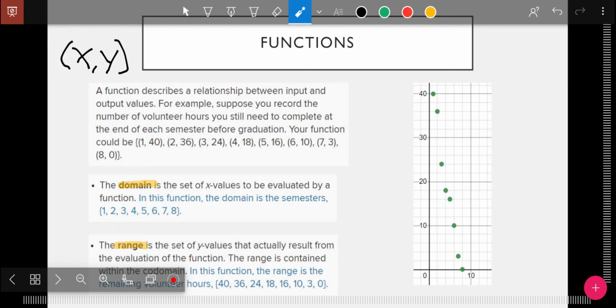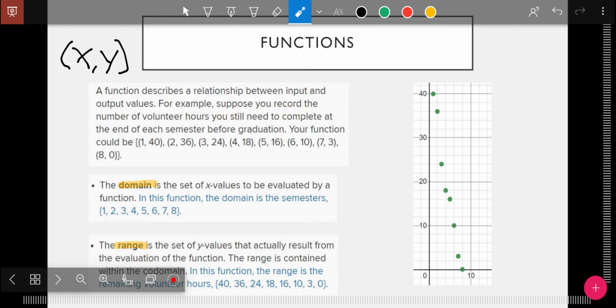And please, please, please be taking notes. Please get a notebook out and be taking notes right now. But an ordered pair is always x first and then y second. And so that's x is your input, y is your output. And then they give an example here.